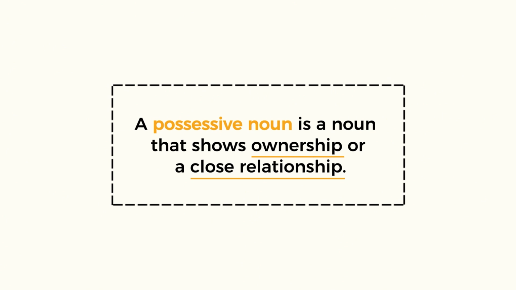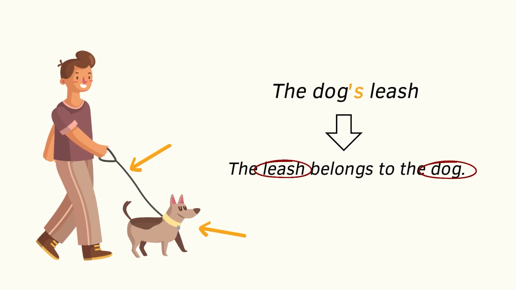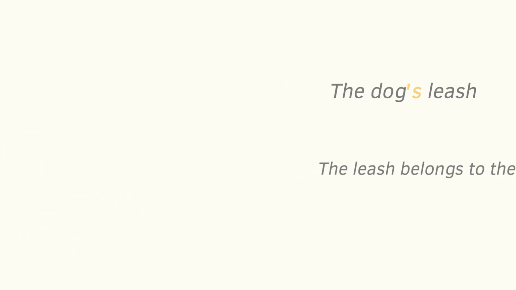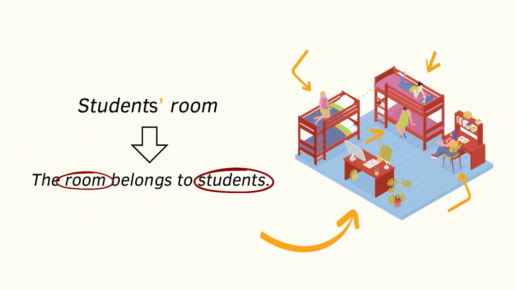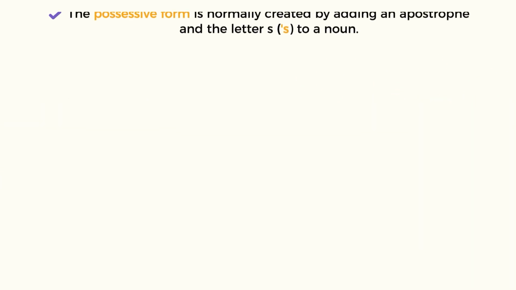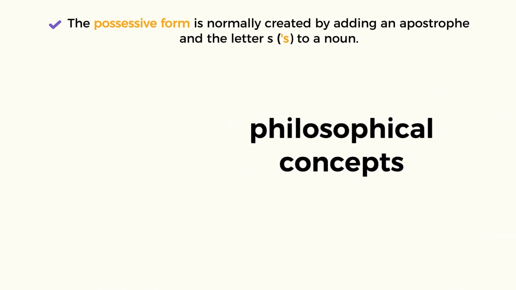For example, the dog's leash. The leash belongs to the dog. Student's room. The room belongs to the student. In English, the possessive form is normally created by adding an apostrophe and the letter s to a noun. Even abstract nouns, such as ideas, emotions, and philosophical concepts.